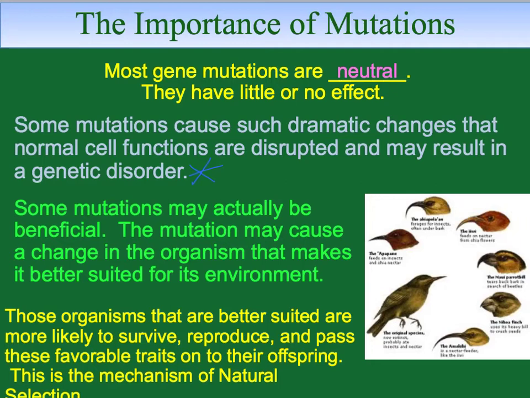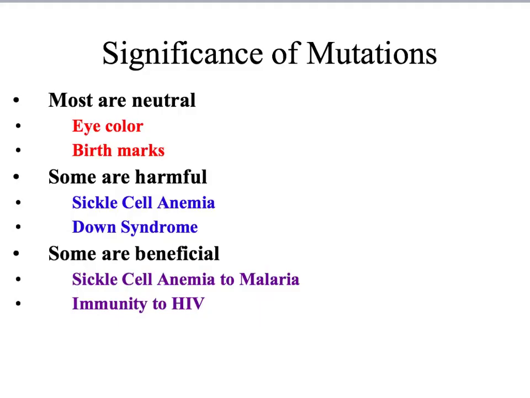Some can be beneficial. Looking at these birds, these beaks on these birds, these are all mutations. And if the birds were actually able to get different food that might be in that environment and help them survive better, that's a beneficial mutation. Okay, so most are neutral.